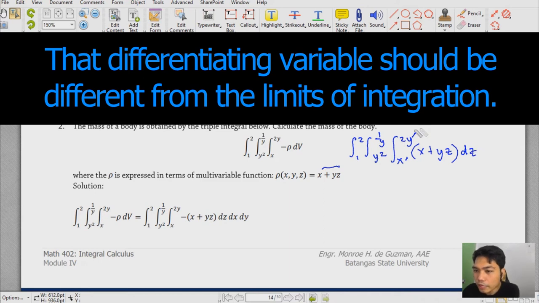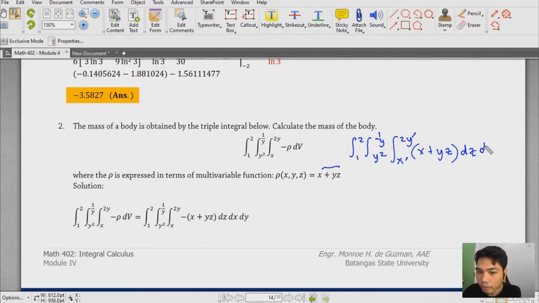And then, yung susunod natin is, since meron na ditong y, so hindi dapat siya y kasi y yung nandito sa limits. So you have to remember na that is dx. And then lastly, we'll be using dy. So itong order na to, pwede yung mabago.